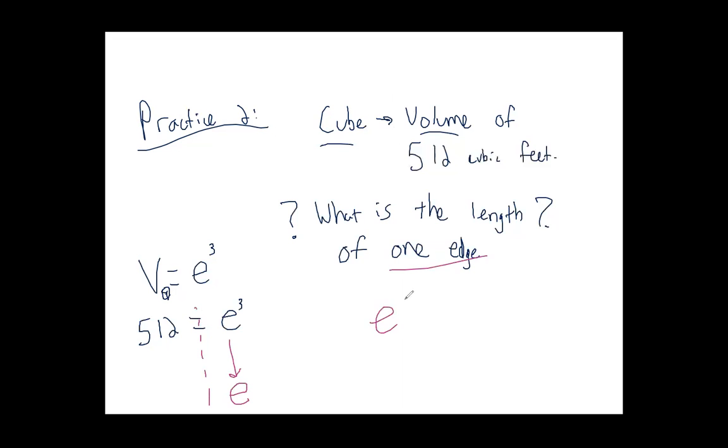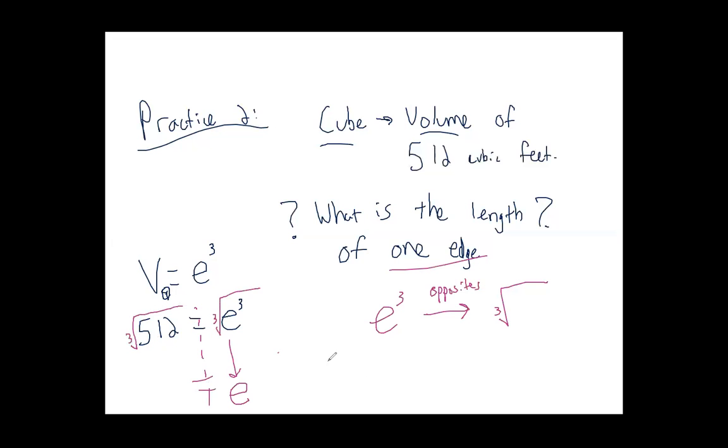What's the opposite of cubing something? Cube root. These are opposites. And in algebra, I always say, what's the opposite operation? That's what we have to do to get it by itself. So here we're going to take the cube root. And if I do it to one side, I have to do it to the other side. So I'm going to take the cube root of 512.